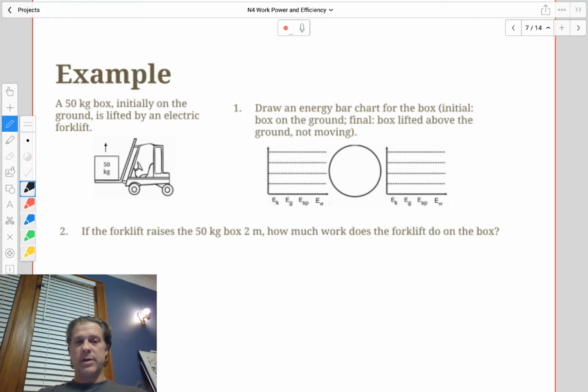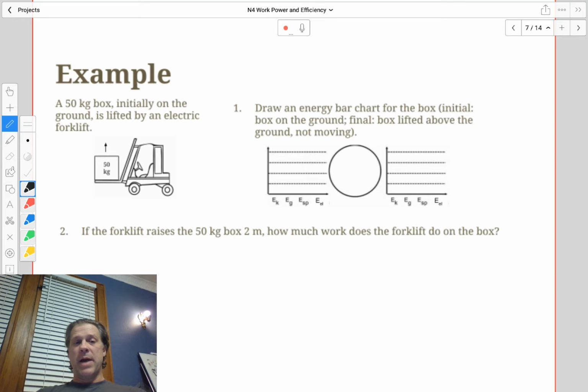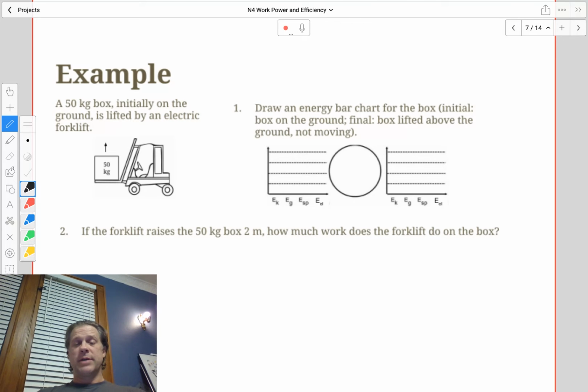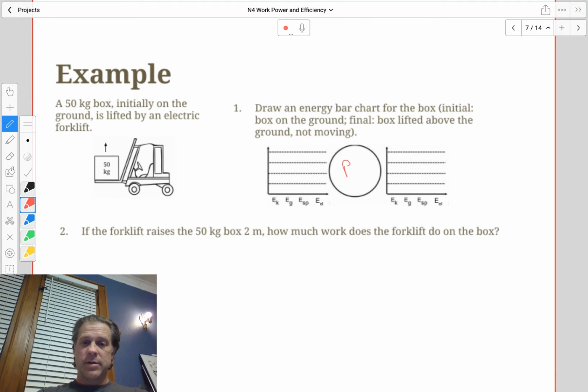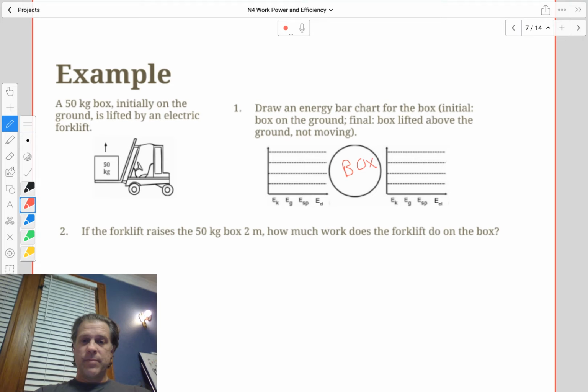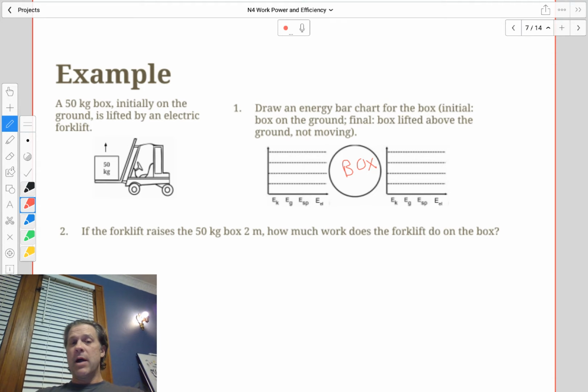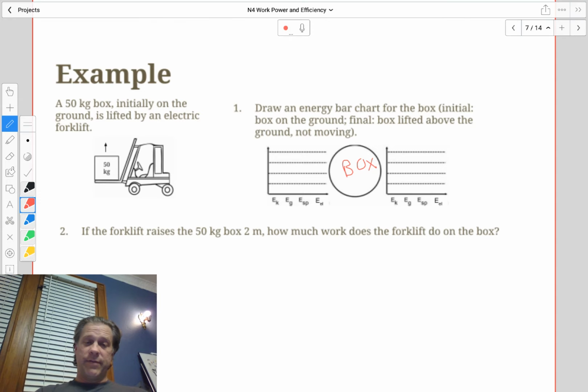The next thing we need to talk about is this example problem where we have a forklift truck and it is picking up a 50 kilogram box that was initially on the ground, and it's picked up by an electric forklift. So the first thing that this problem is asking us to do is to draw an energy bar chart for the box. In this case, we are going to be making the box our system. And if the box is resting on the ground, it doesn't really have any energy. So we're going to leave the first initial side blank.